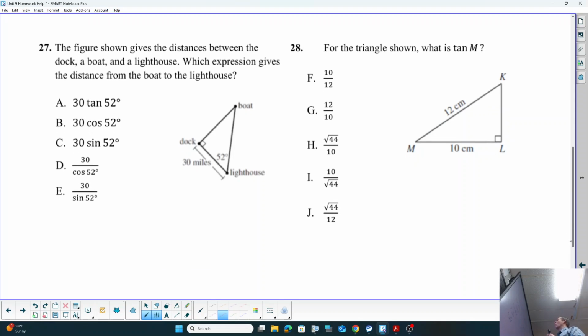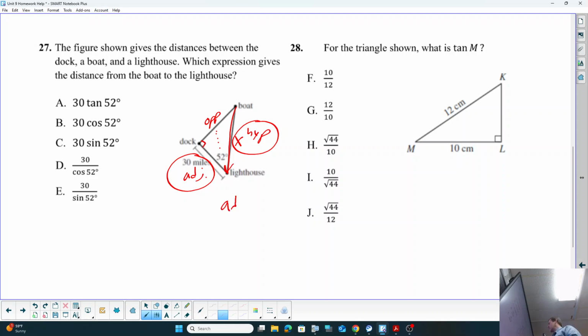Cool. Okay, last one is 27. So they want us to find the expression for the distance from the boat to the lighthouse. Okay, so they give us an angle and they give us a side. So from our angle, this will be the opposite side. From the 90 degrees, this will be the hypotenuse. That means this is adjacent. So they gave us adjacent and they want us to find x.